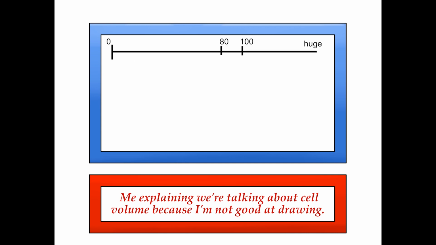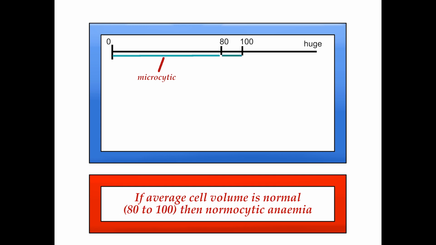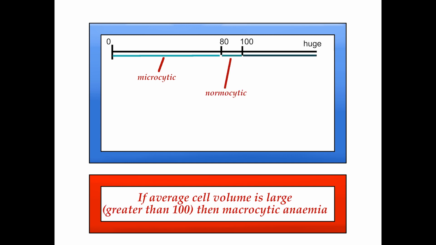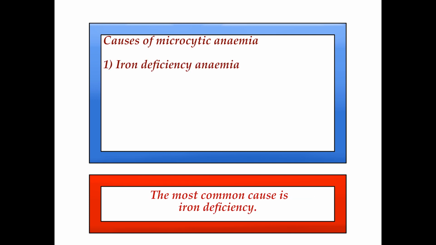So anemia where cells are less than 80 femtoliters we call microcytic. Cells that are normal sized, so 80 to 100 femtoliters, we call a normocytic anemia. And where cells are bigger than 100 femtoliters, we call this a macrocytic anemia. We'll talk about microcytic first. The top cause of microcytic anemia is iron deficiency anemia.